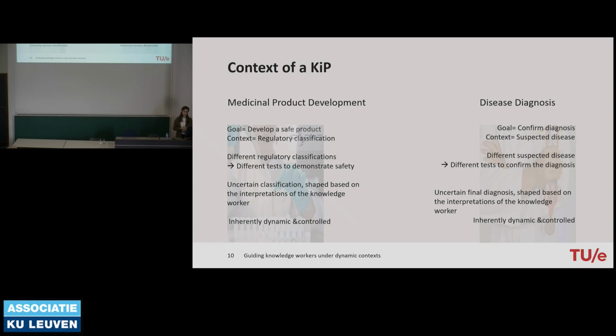Another example, again from disease diagnosis. We have a patient, the goal is to confirm a final and true diagnosis for this patient, and the context is the suspected disease, because each suspected disease requires different tests to be confirmed. Some require blood tests, some require X-rays, etc. However, at the beginning this context is uncertain, so the final diagnosis is uncertain, and it's shaped based on the interpretations of the doctor, who is the knowledge worker in this case.